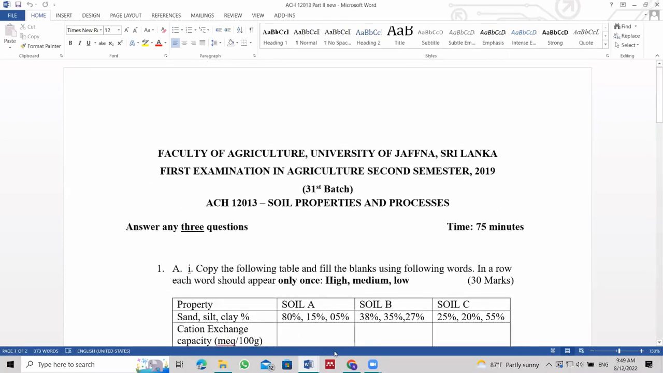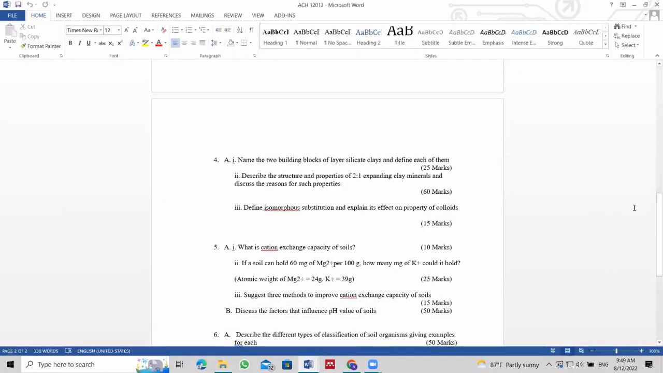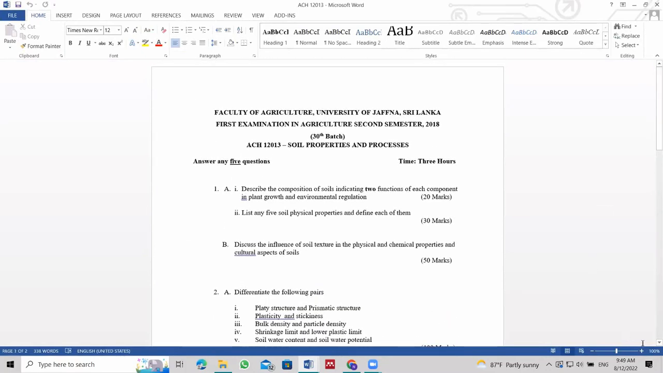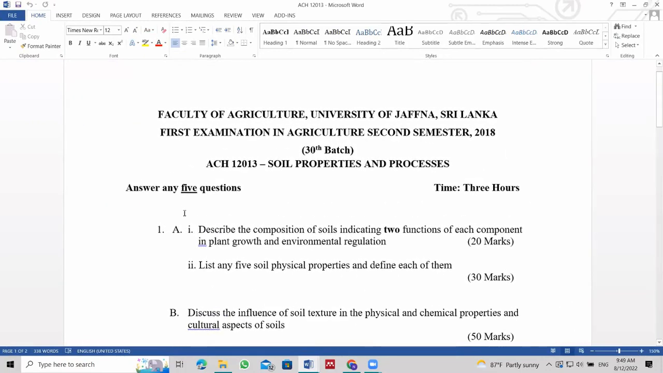Okay, and maybe I'll show you another question paper of the previous batch. Here you have to answer 5 questions. For you also, 6 questions will be given and you have to answer 5 questions. The first one is describe the composition of soils indicating 2 functions of each component in plant growth and environmental regulation. So what are the composition?